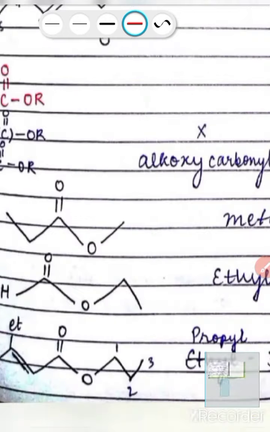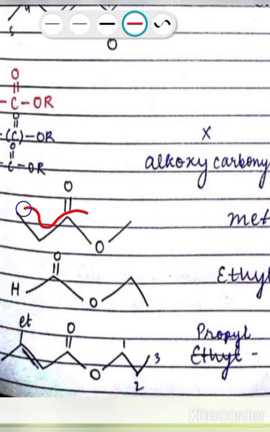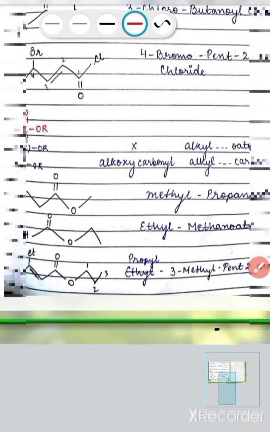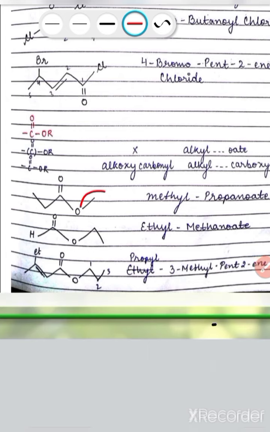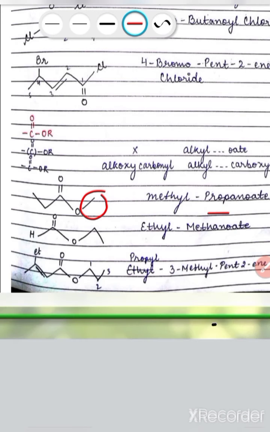Now let us start with the first example. In this, our main parent carbon chain is of 3 carbon, and the substituent is this. So we will write for this methyl, and the main parent carbon chain is of 3 carbon, so prop, no unsaturation, ane, and the oate word is used for anhydride, ester.